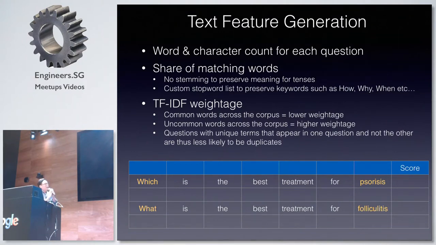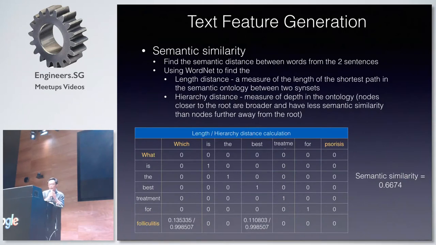So here is the TF-IDF weightage, that matrix at the bottom. For these two questions, you get the TF-IDF weightage of every term, and then you calculate a score, right? You sum it up or multiply it or get a mean. It doesn't matter, as long as you generate many, many features out of it. So the next one is semantic similarity.